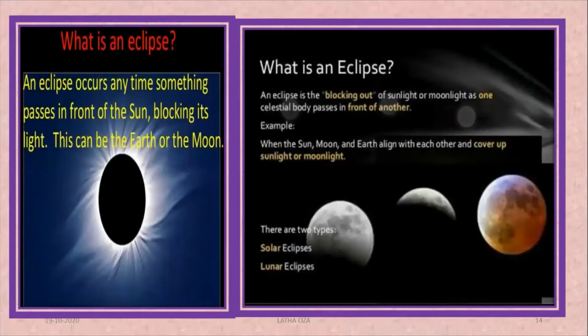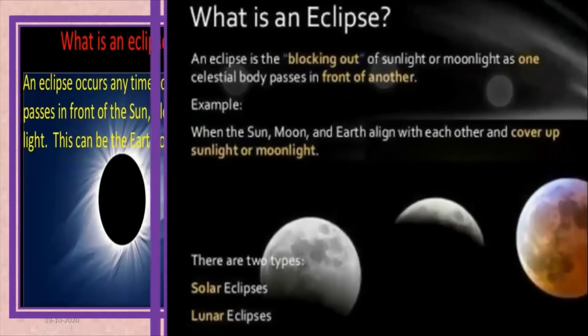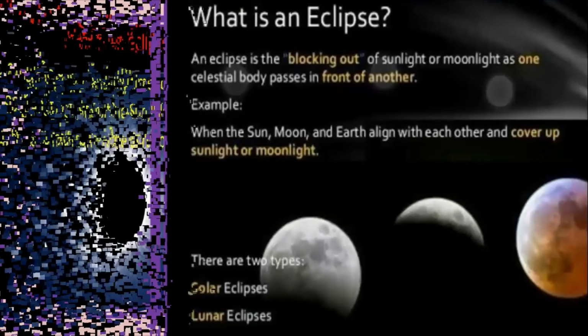Eclipse is an important event which occurs in the sky when a celestial body is partially or completely hidden by another celestial body. This happens when three celestial bodies are in a straight line. The revolution of the moon around the earth, the rotation of the earth, and the revolution of the earth around the sun cause eclipse on the earth.